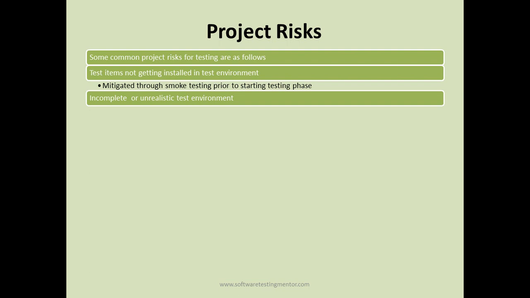Then incomplete or unrealistic test environment. If the test environment is unrealistic, is set up incorrectly or incomplete, that is another project risk because the test results that you will get will not be correct. And you cannot even proceed if the test environment is incomplete. You cannot proceed with the testing, which will delay the project schedule again. So that's another project risk. This can lead to misleading test results.